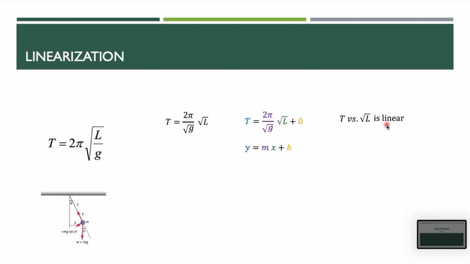Okay, suppose we want to do it in a different way, and we square this relation. We get T squared equals 4 pi squared divided by g times L. Now in this case, T squared is the y variable, L is the x variable, and we have the slope and we have the y-intercept. So again, the relation between T squared and L is linear.